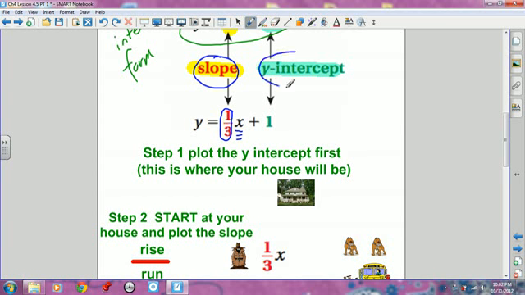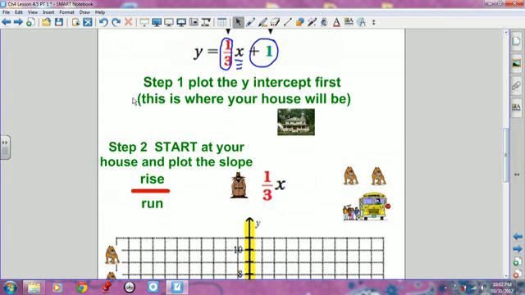The y-intercept is the number that's behind the x. Y-intercept, the number behind the x. Alright, so here we're going to go. Step 1, make yourself a note. Step 1, plot the y-intercept first.